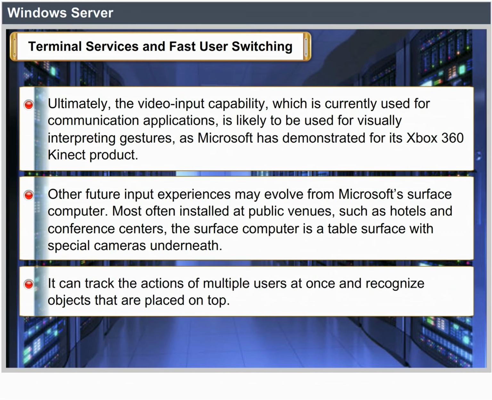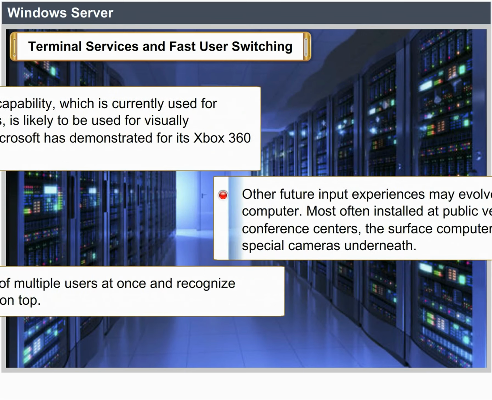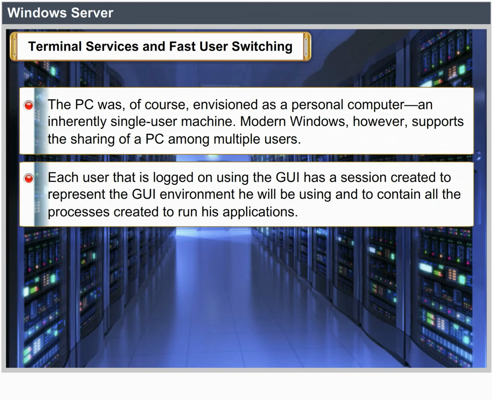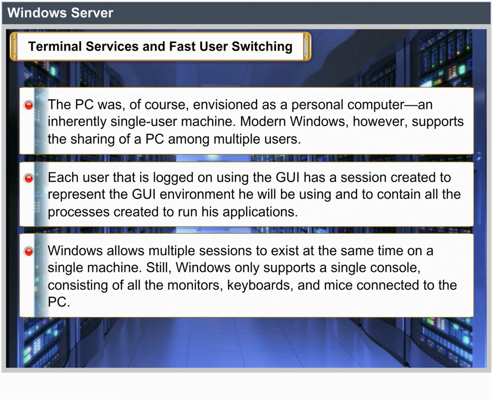The PC was, of course, envisioned as a personal computer, an inherently single-user machine. Modern Windows, however, supports the sharing of a PC among multiple users. Each user that is logged on using the GUI has a session created to represent the GUI environment he will be using and to contain all the processes created to run his applications. Windows allows multiple sessions to exist at the same time on a single machine. However, Windows only supports a single console, consisting of all the monitors, keyboards, and mice connected to the PC.